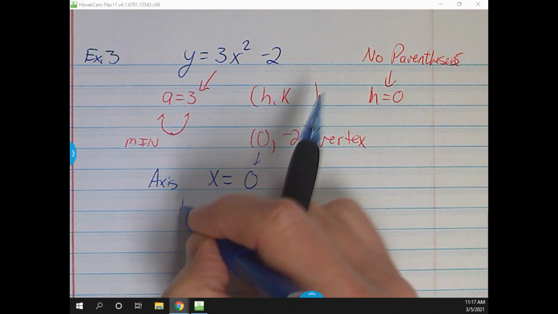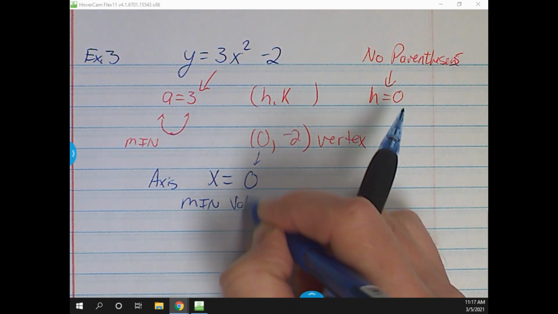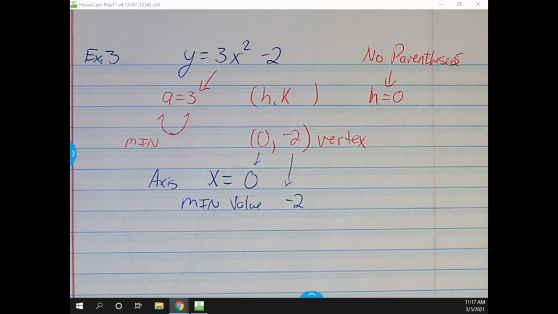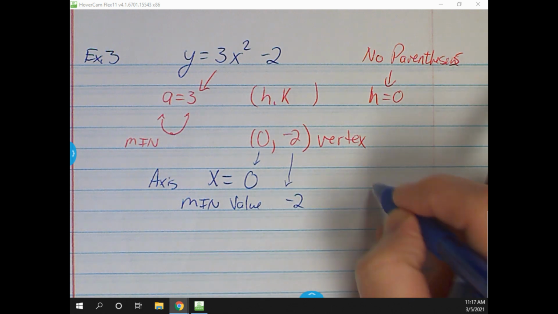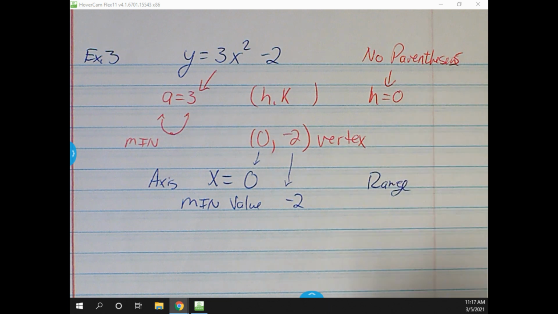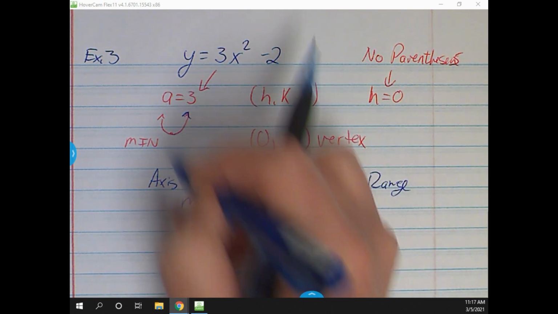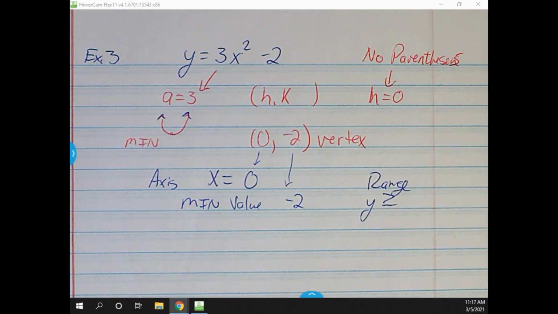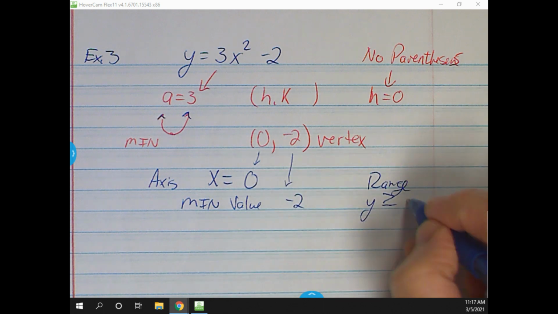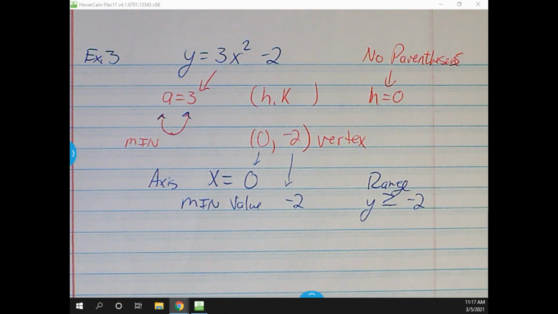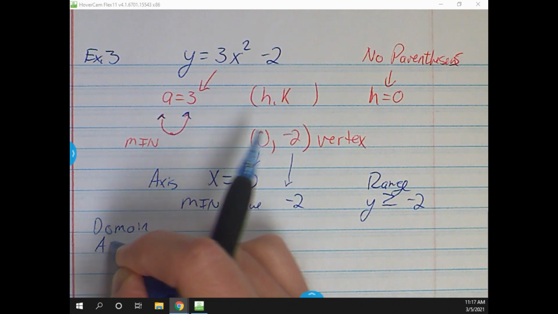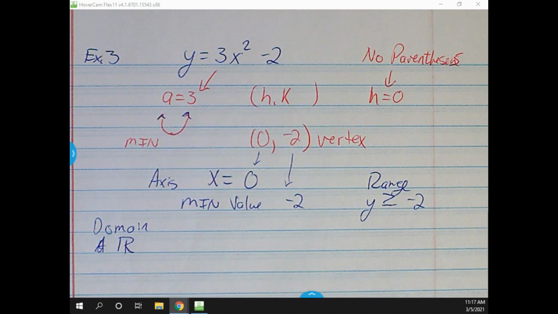And again, the max or min value is going to be the y value that's here. That's at -2. And again, we can use that to help us get the range. The range depends on which way the numbers are going. Well, the arrows are pointed up, so that means the numbers are going up. So it's y greater than or equal to the y value that you have right here. And if it asks for a domain, that's all the real numbers. And we'll do the shortcut here. It's a double-legged R.